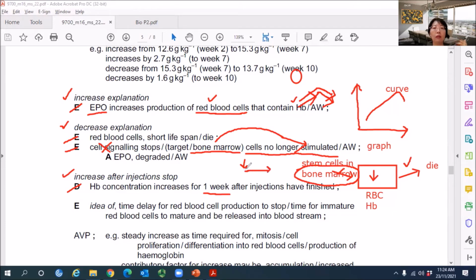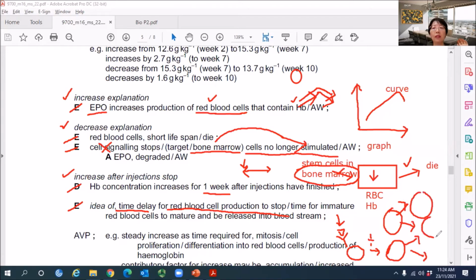For 1 week's period, red blood cells will be produced by bone marrow. So the idea is the time delay for red blood cell production to stop. That means after EPO is injected, this EPO molecule will take time to bind to the signal. This signal will bind to the receptor of bone marrow. It takes time for bone marrow cells to divide, correct? And after cell division is cell enlargement. After cell enlargement is cell differentiation. So all this will need time before the red blood cells can be formed.